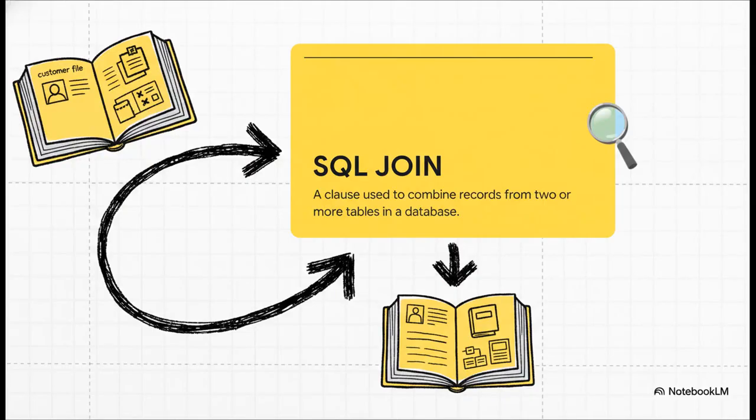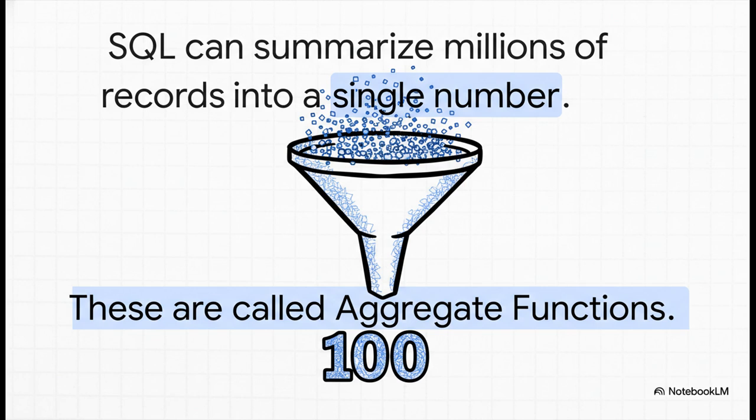And a join is exactly what it sounds like. It joins rows from different tables together using a column they both have in common. To go back to our library analogy, this is like asking the librarian to pull a customer's main file and all of their checkout history and lay them out side by side so you can finally see the whole story at once.